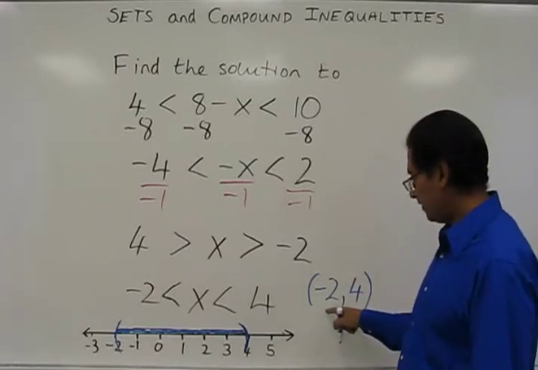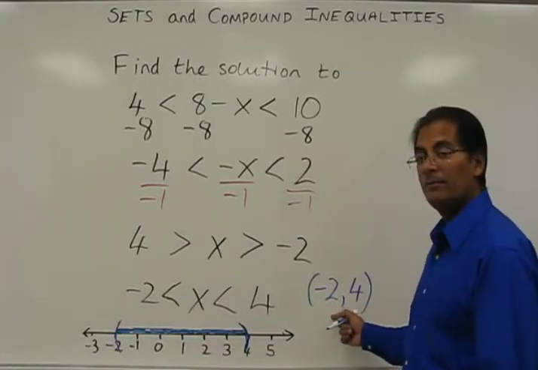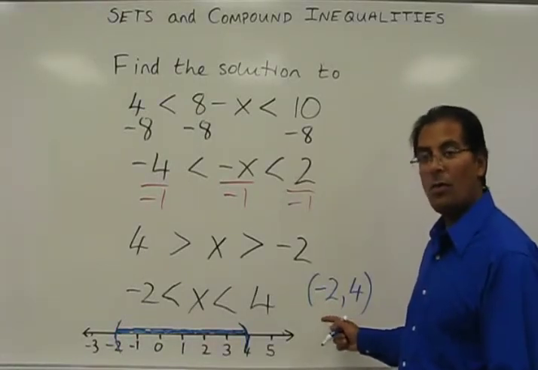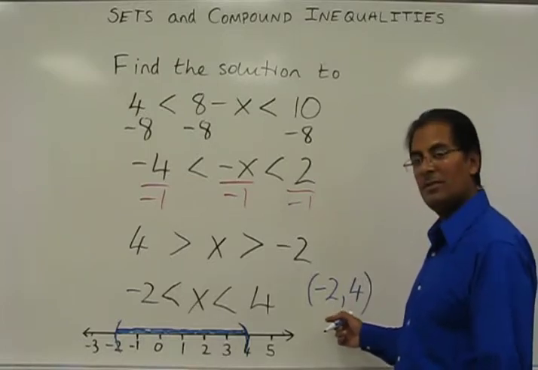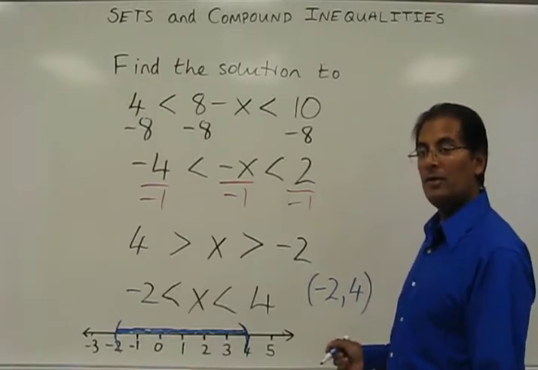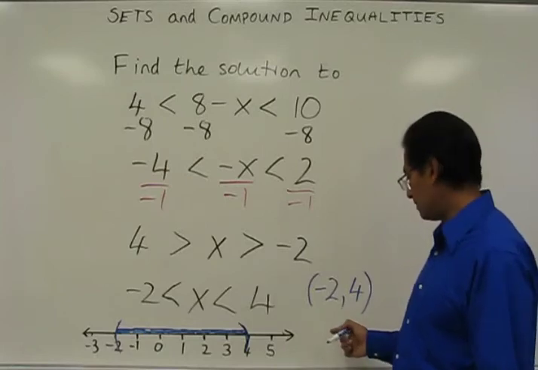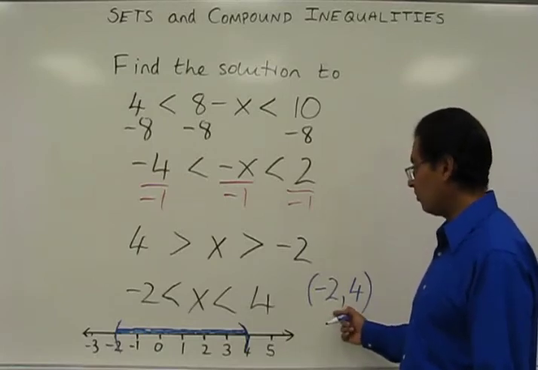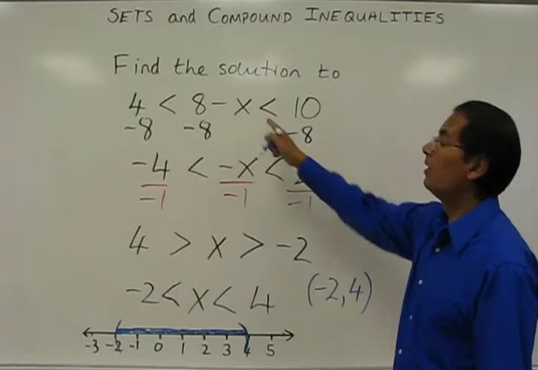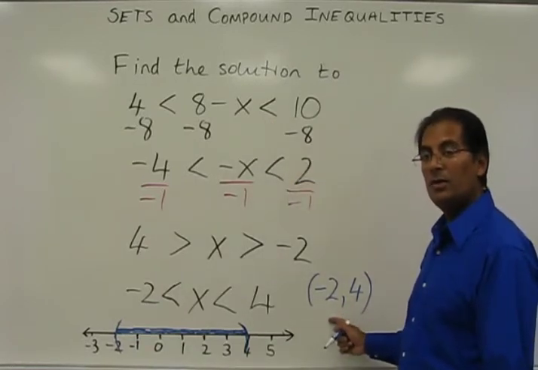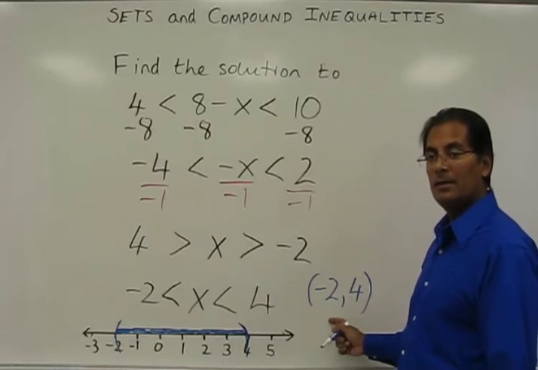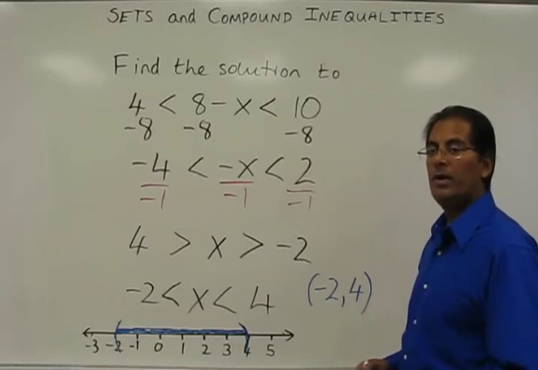Now you have to be careful here. This particular set of numbers here is a set of numbers. This is not a coordinate point. So sometimes there are ambiguous notations in math, and you have to read it in context. The context of this particular problem, this is the solution to this compound inequality, and so this is an interval of numbers between negative 2 and 4. Now let's look at some OR compound inequalities.